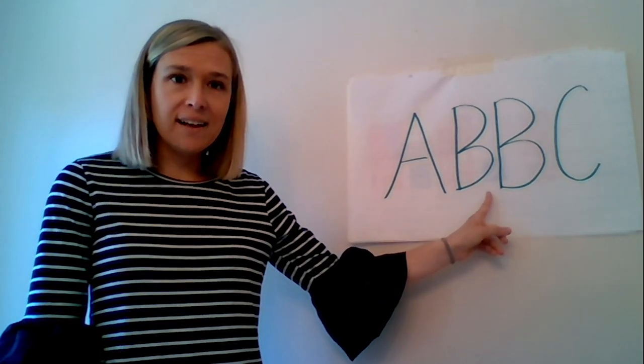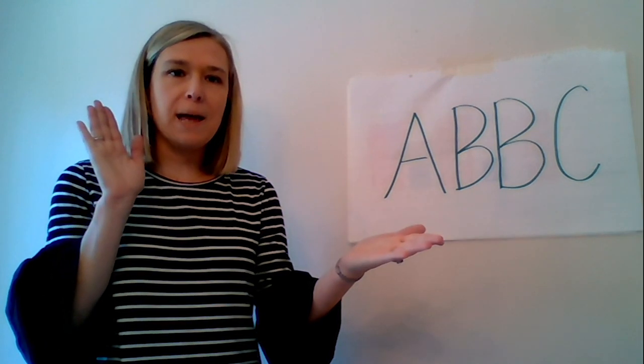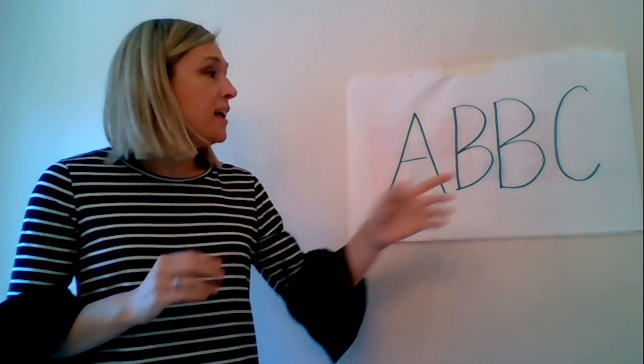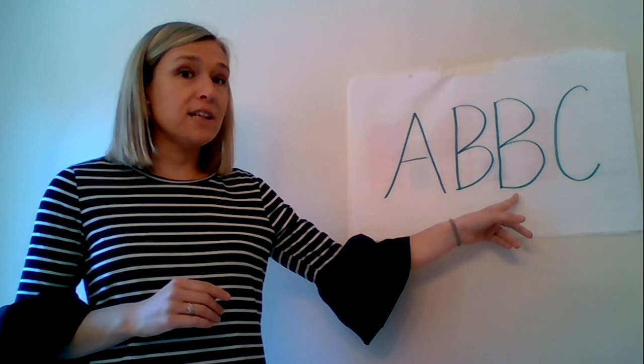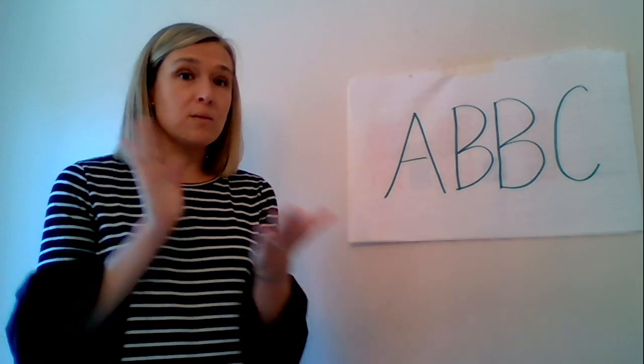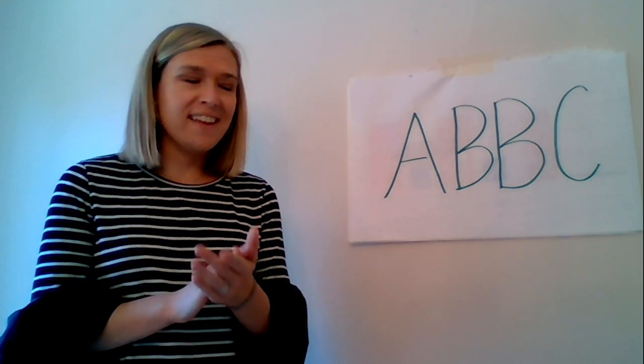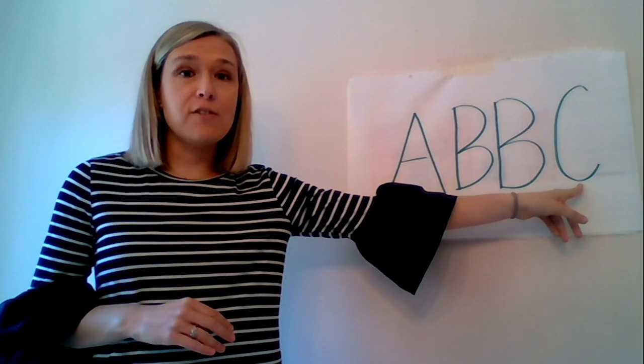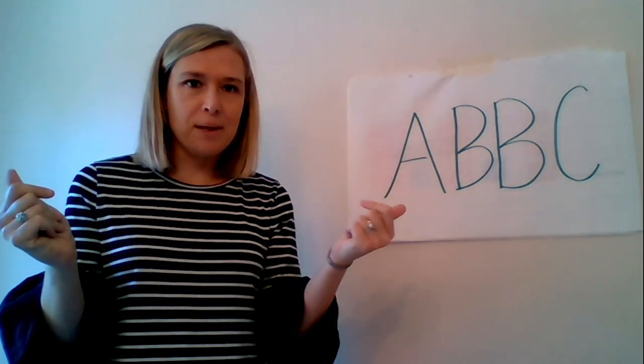Our B is going to stand for a clap. Clap with me. Now notice I have two B's, so when I do this, I'm going to do 2 claps. 1, 2. Then I have my C. For my C, let's snap.